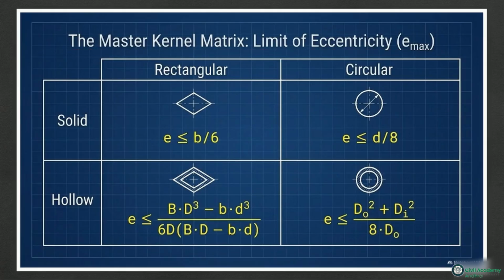Here is the master matrix compiling all the critical kernel eccentricity limits we've derived for rectangular, circular, solid, and hollow sections. Memorizing these specific boundaries allows you to verify structural safety without deriving the equations from scratch. Take a screenshot of this frame. Having these limits committed to memory offers a massive time advantage when tackling competitive engineering exams.